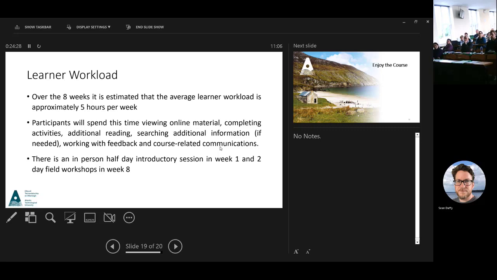This 5 hours will be your time spent viewing the online material, completing the activities, your additional reading and searching for additional information if needed, and working with feedback and course-related communications. And then we have our input, which is also divided up over the 8 weeks, this day and the 2 days at the end.